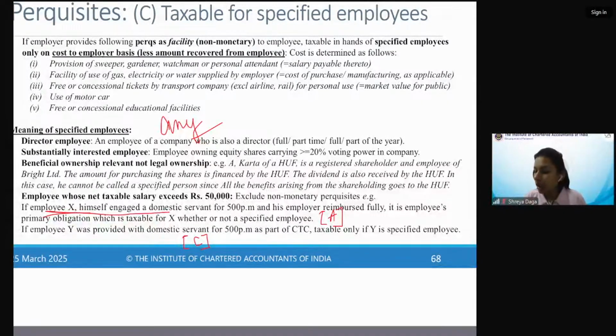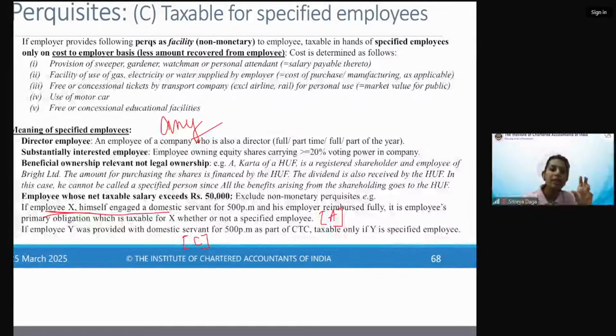Okay. Director employee मैम, वो तो ना जून में जाके डायरेक्टर बना, उससे पहले डायरेक्टर नहीं था, अब क्या करें? Even if he was director for a part of the year, he will be considered to be specified employee throughout the year. Okay. Ma'am, if bill is reimbursed, then will it be taxable for employees? Which bill? Which bill? Tell me. Substantially interested means what? Good question. Substantially interested has been defined in this law, in this section, as holding of more than 20%.